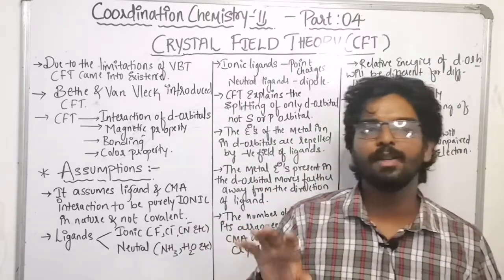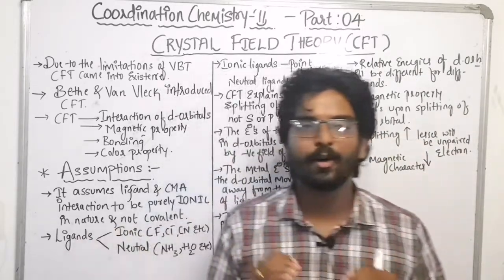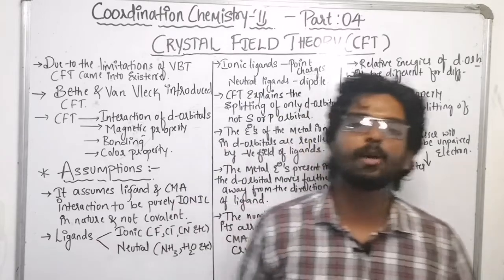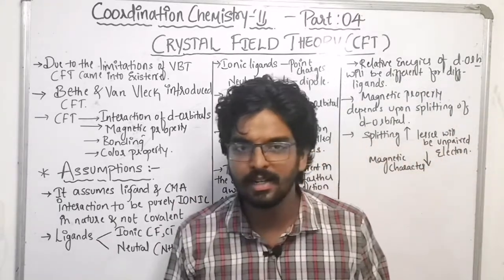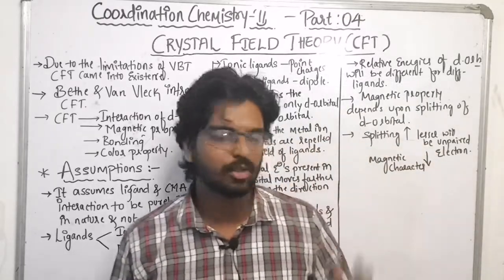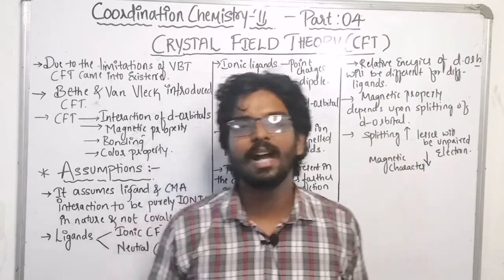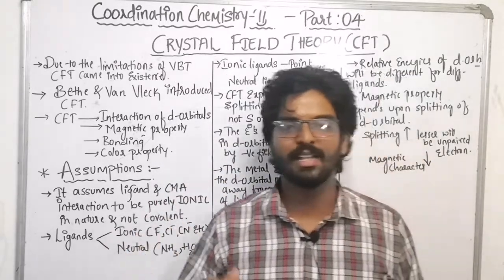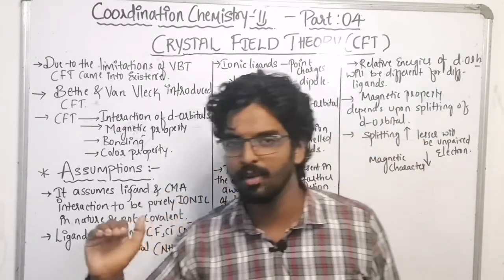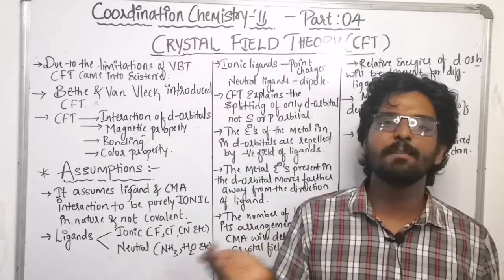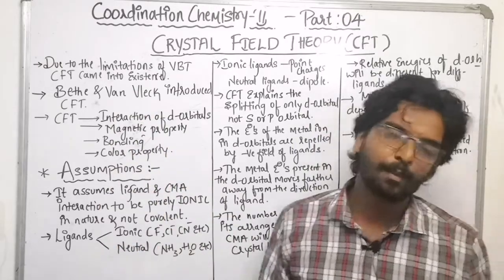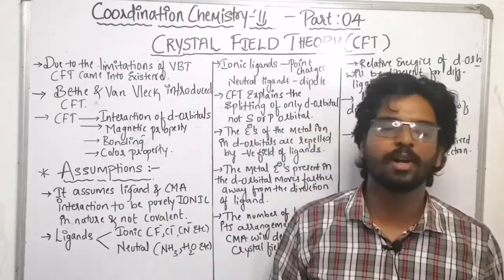According to VBT, the hybridization and all those things were there, but according to CFT, there is a splitting of the d orbitals. Another thing to be remembered is that CFT never explains hybridization. In the whole crystal field theory, you won't see hybridization properties like sp3, sp2, dsp2, all those things are not discussed here in CFT. Only VBT explains hybridization, but CFT is independent of hybridization. Rather it explains all these four properties: interaction of d orbitals, magnetic property, bonding, and also the color property of the coordination complex.